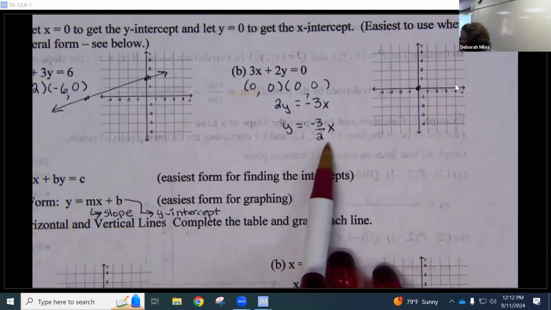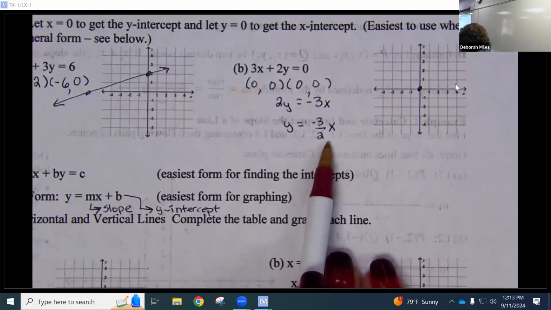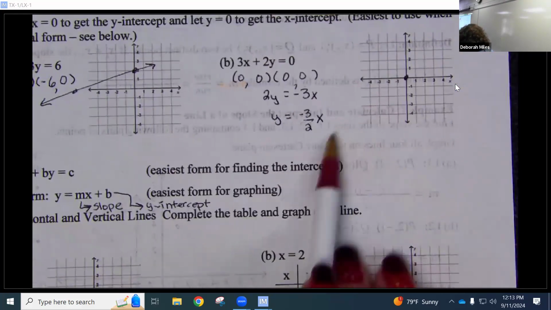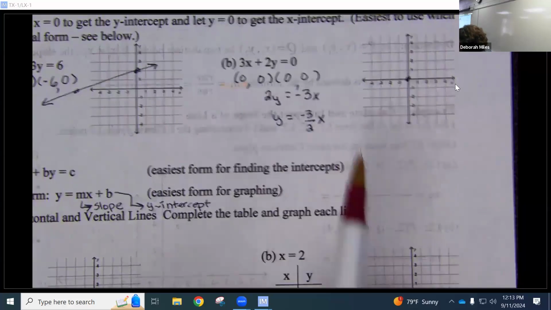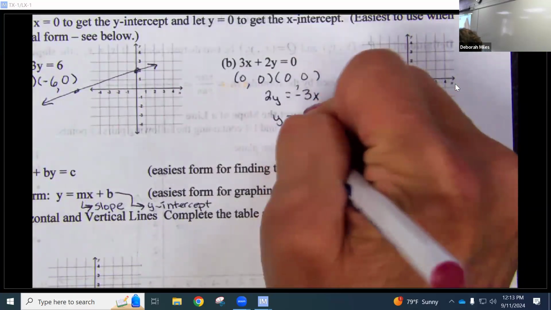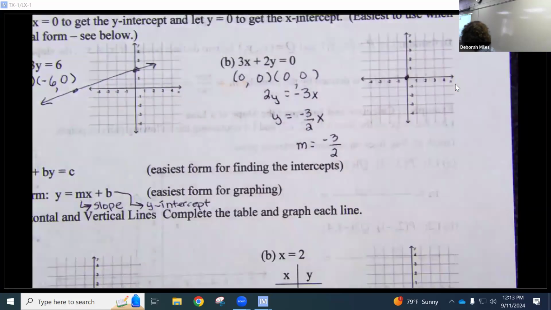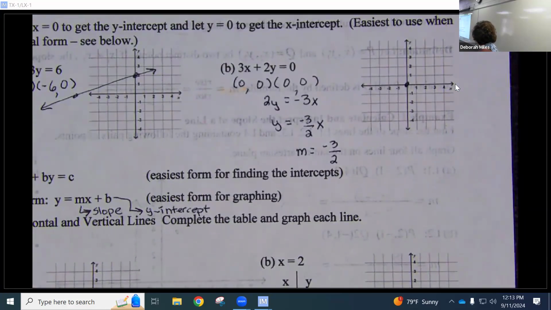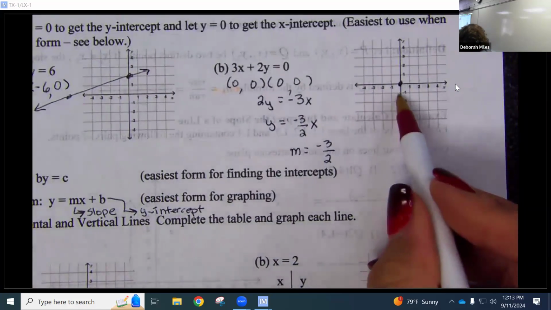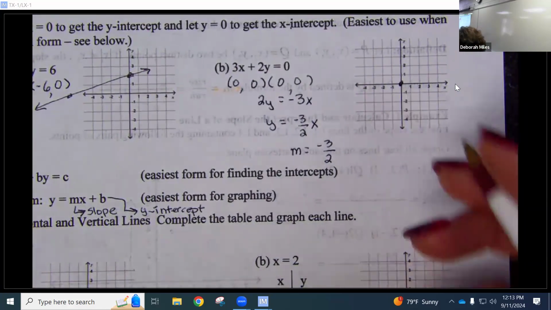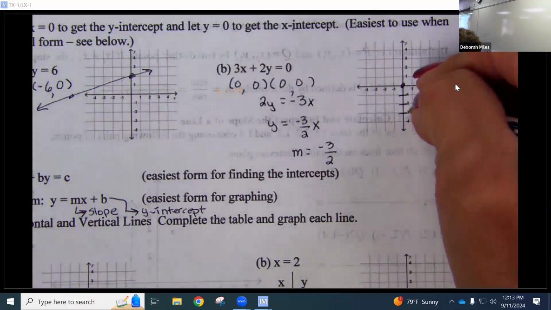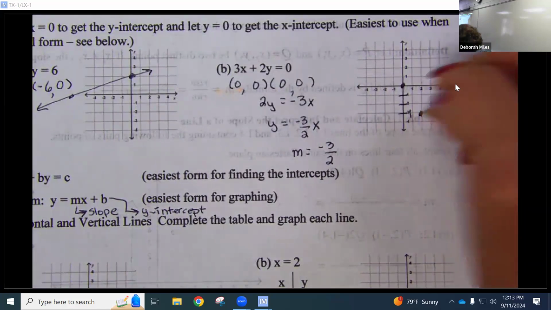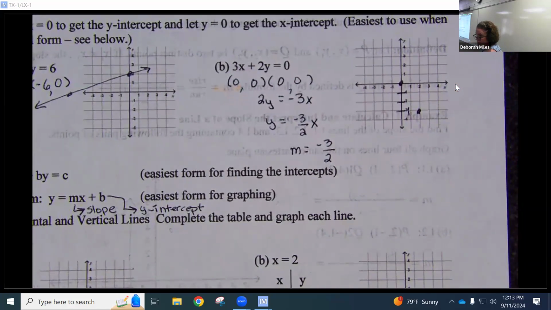And then my equation's in slope-intercept form. I can see that the y-intercept is 0. There's no constant added on the end. But in addition to being able to see that the y-intercept is 0, I can see that the slope is -3/2. Which means I can start at that point 0, 0, count down 3 and over 2 to find another point on the line.